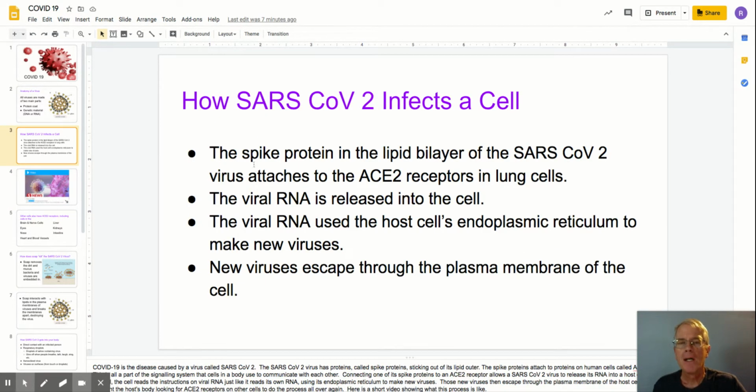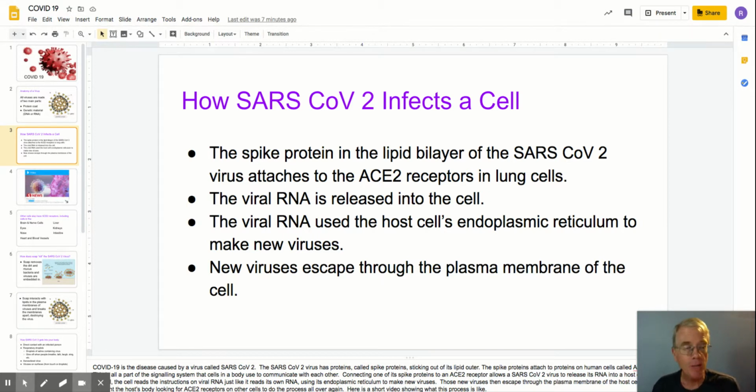Okay. The spike protein attaches to a receptor on the protein in the host cell called an ACE2 receptor. The viral RNA then is released into the cell. Okay. The viral RNA then is used by the host cell's endoplasmic reticulum to make new viruses.